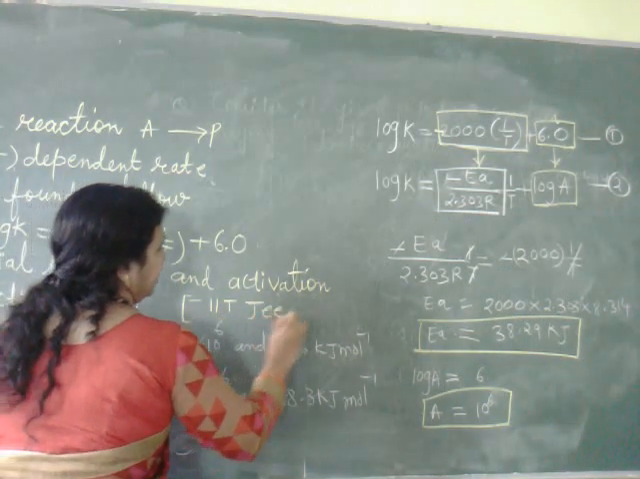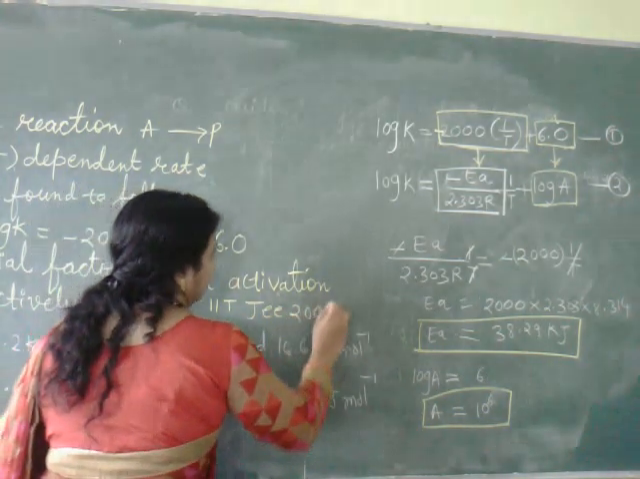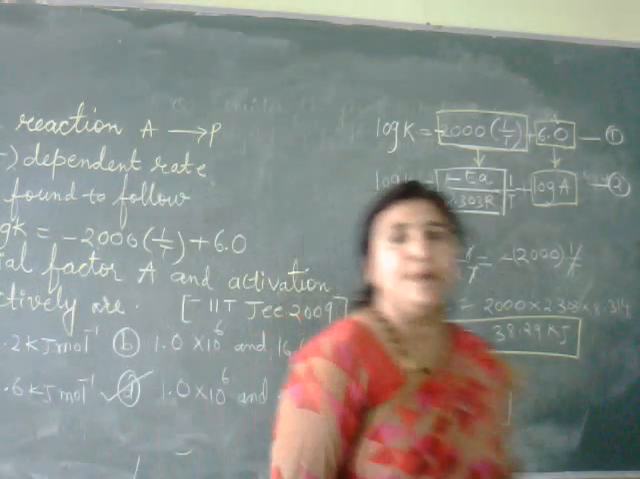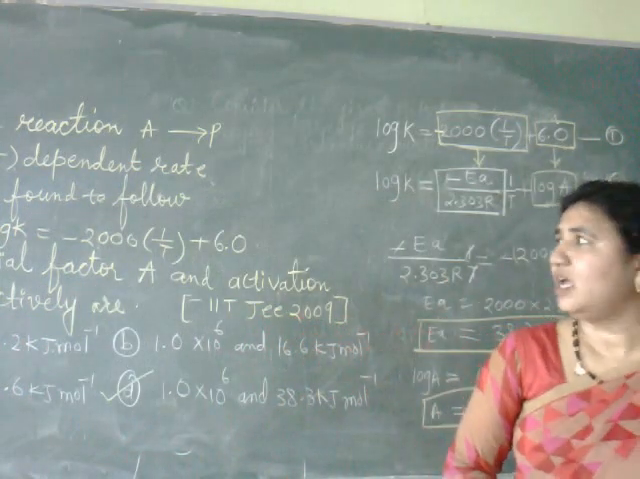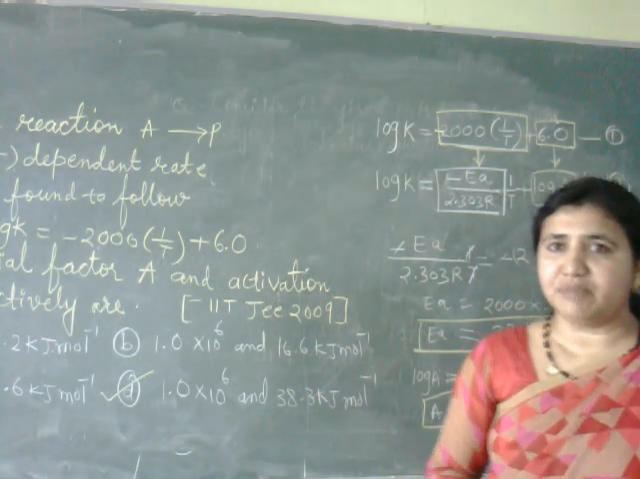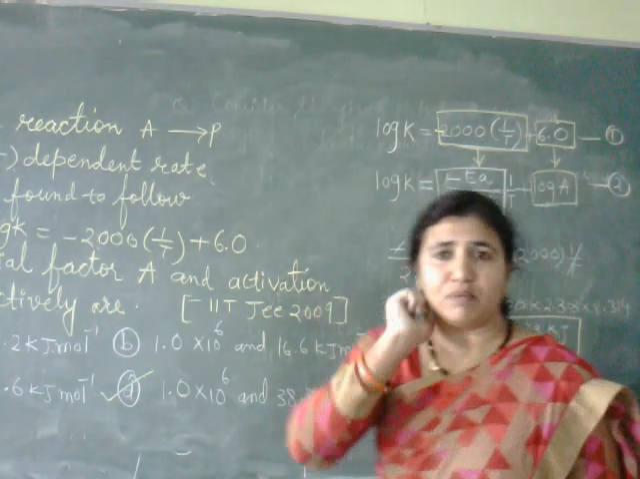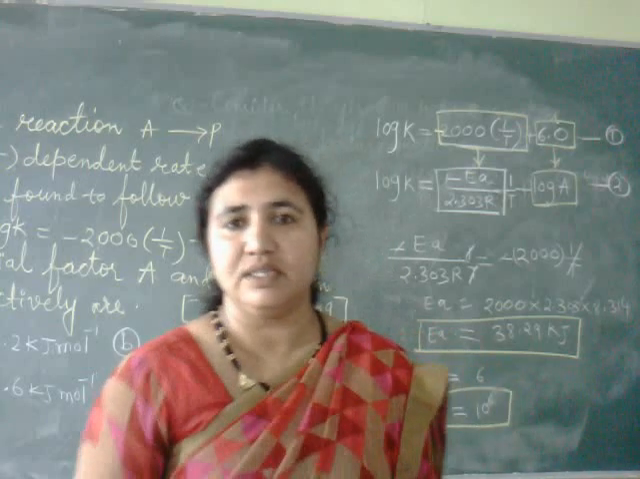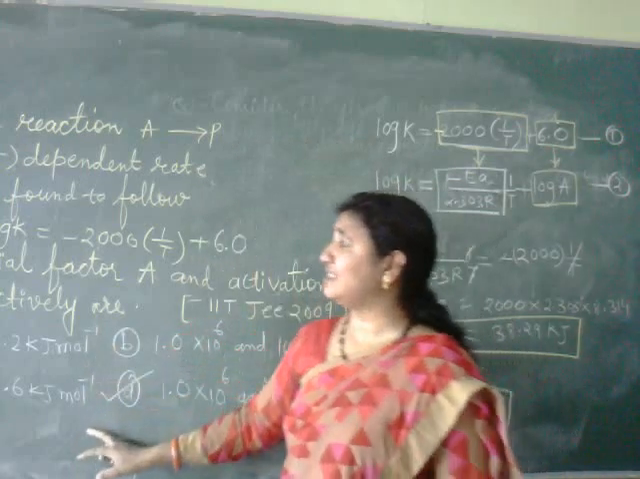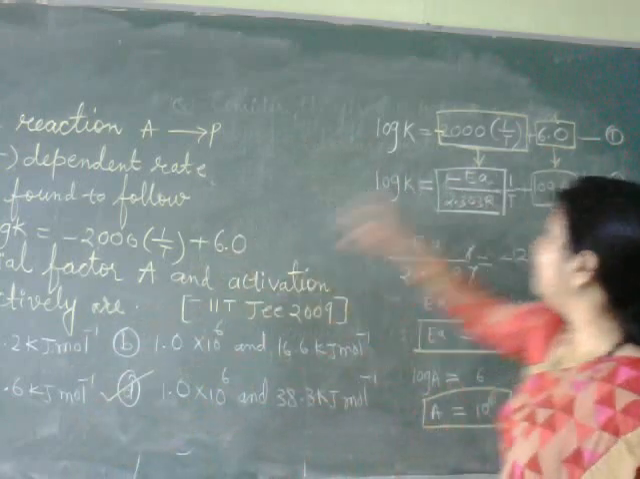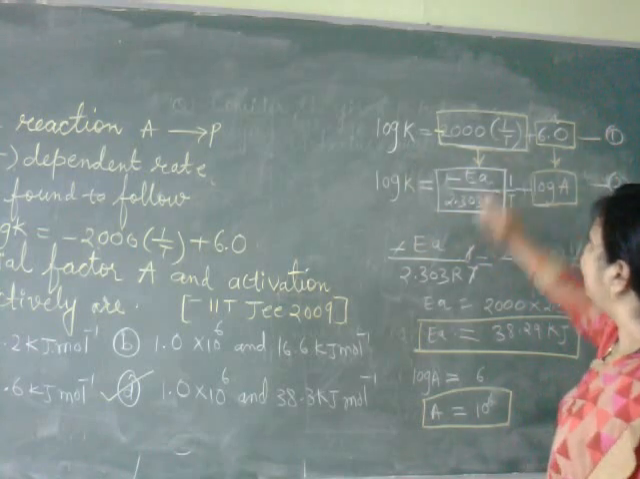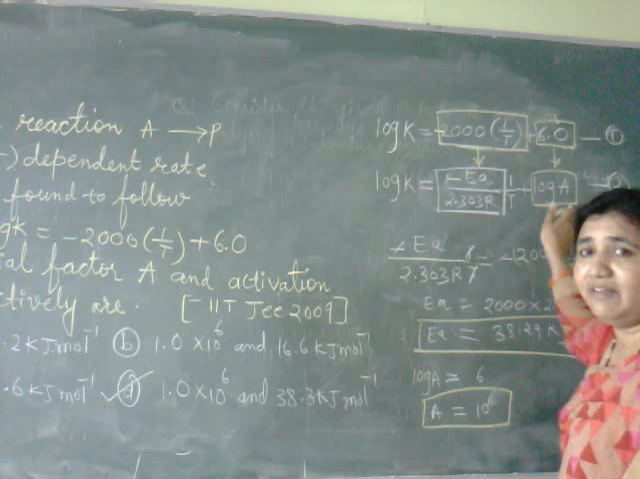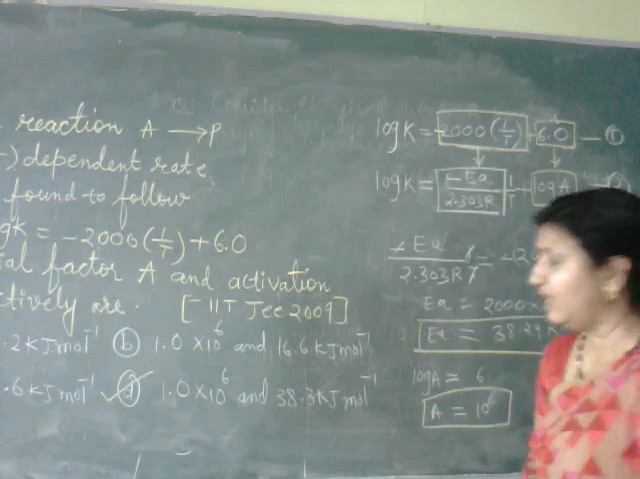IIT JEE 2009, they have asked this question. So based on Arrhenius equations in competitive exams, how they have asked questions in JEE Mains, I have solved two problems here. First is like this, they can ask, they have given the value, and you have to find out A value. So you should solve like this way.